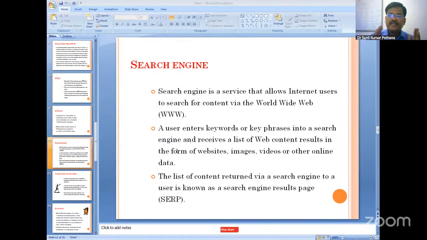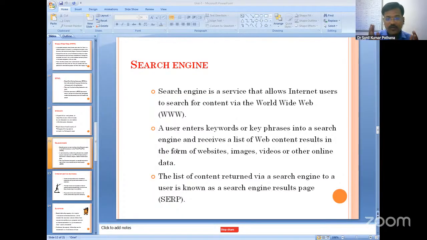Many search engines appeared, and for popularity they included, as we have already discussed, Google, MSN, Bing. There is also Yahoo, Netscape, Ask.com, You.com. All these are some examples of search engines.